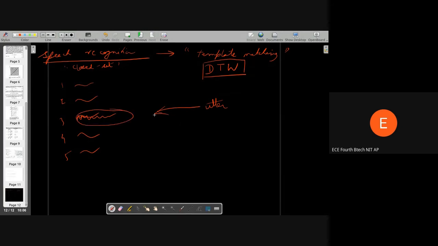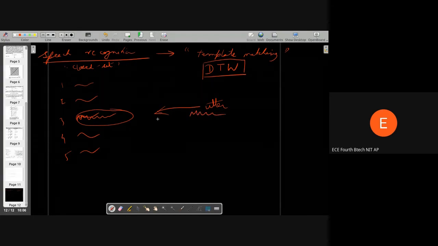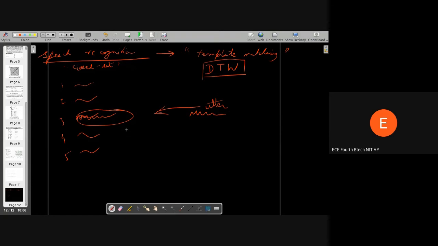Can we match it with whatever you have uttered? Obviously, if you are uttering the same phrase, there should be much more similarity between that particular phrase compared to the rest of the phrases. This is called template matching. There are certain templates stored, and you are testing the system with a particular one of those templates you are uttering, and you are matching.